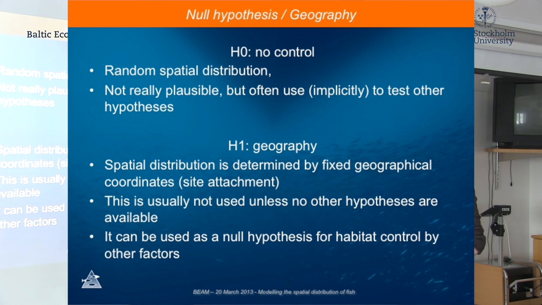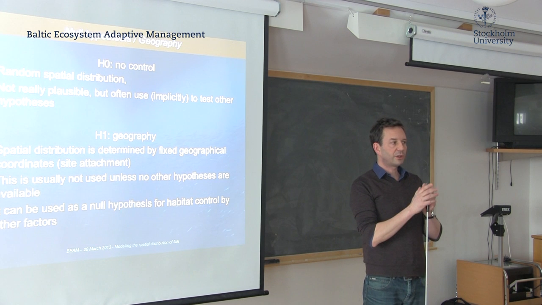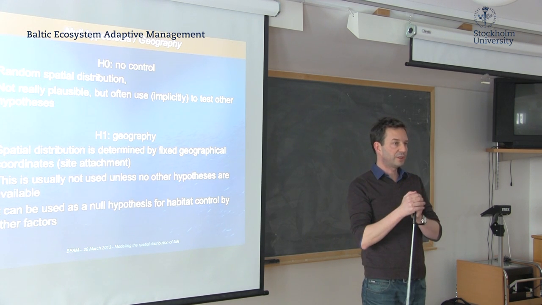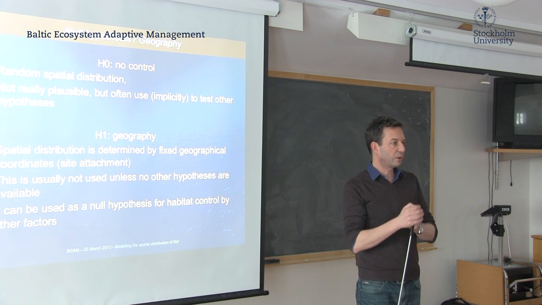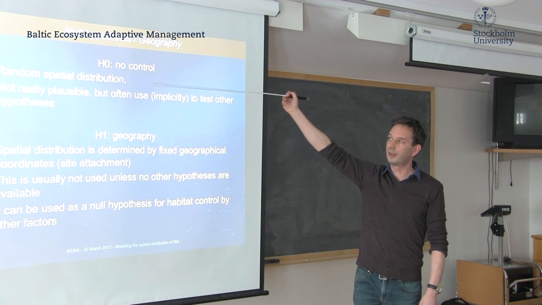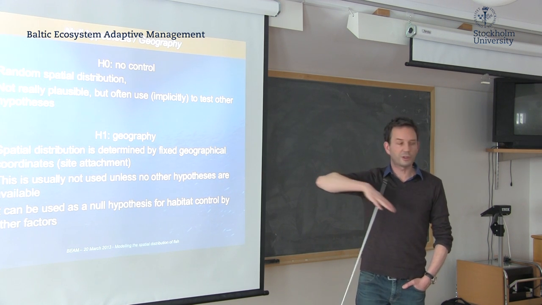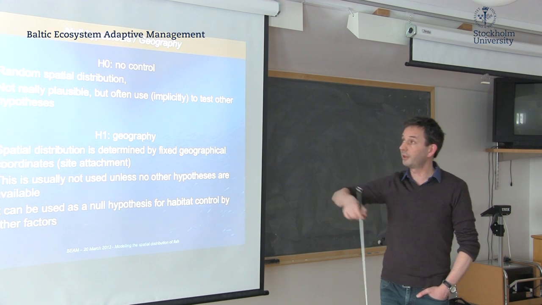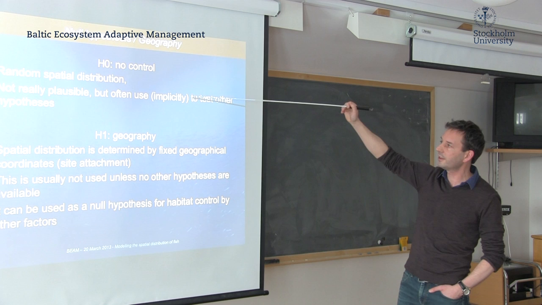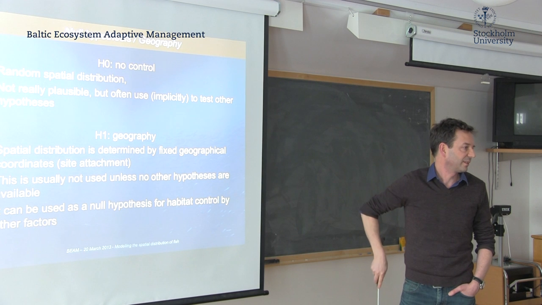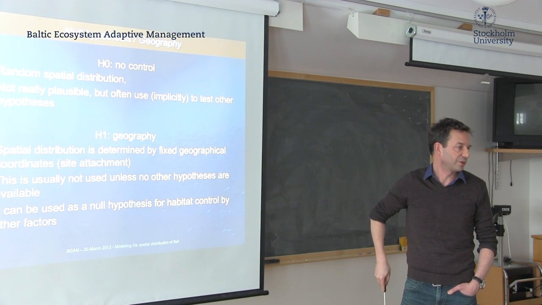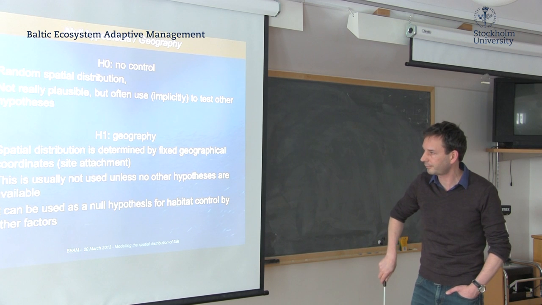In most conventional inference tests, that is the null hypothesis. So if you come with a model and say, oh yeah, I will try to relate temperature to the distribution of that species, and I will test if it's significant. Well, it's significant against a null hypothesis. And the null hypothesis is that the distribution is random, random against temperature. But in fact, it's random altogether. And this is a not plausible hypothesis in most cases. We know that animal populations are not distributed completely randomly.